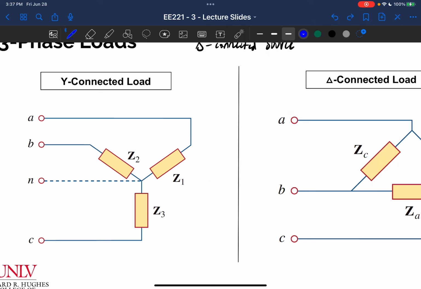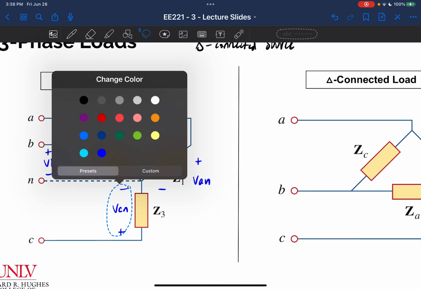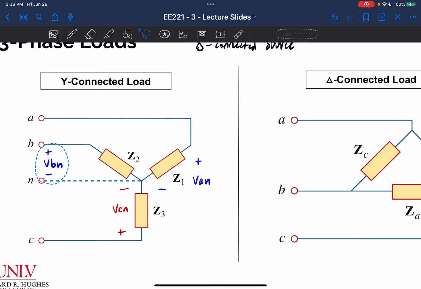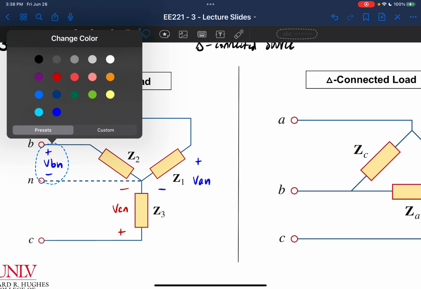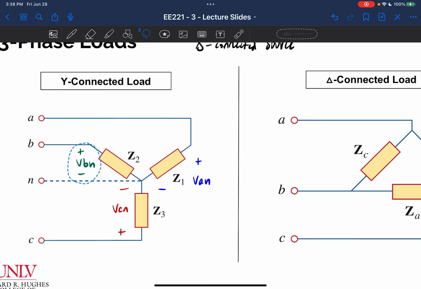This load Z1 has a voltage across it. It's going to be VAN across my load there. I'm going to have VBN across Z2. And then Z3 is going to have a voltage VCN across it. I guess I'll stay consistent with my colors again. Let me make this one red and this one green. And I'll also move this one a little bit closer to the load itself.